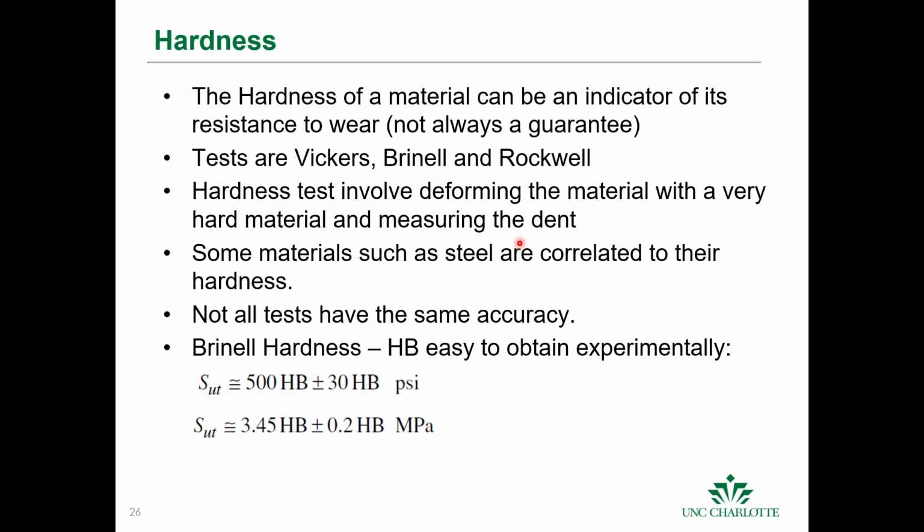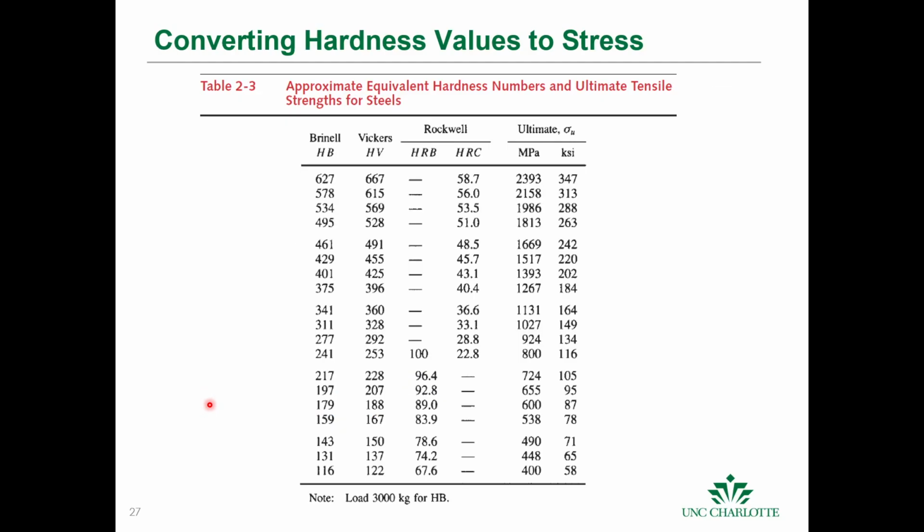The Brinell hardness is pretty easy to obtain experimentally, and for steels, the ultimate tensile strength can be directly related to the hardness using this equation. This is in PSI. If you want to use SI units, this is the equation. Obviously, you see that they're not the same. So the units matter, but the hardness can be directly related to the strength for some materials if you have to obtain them experimentally.